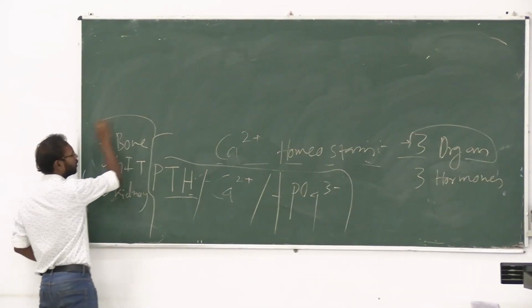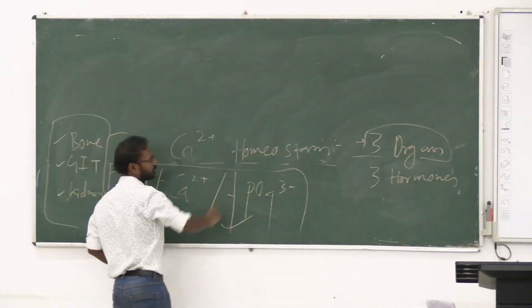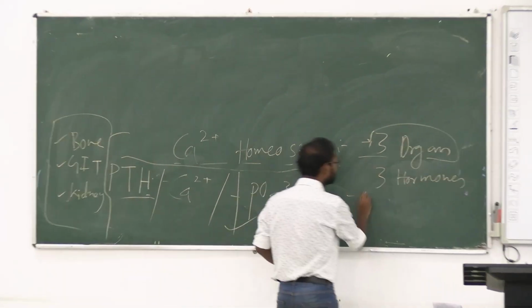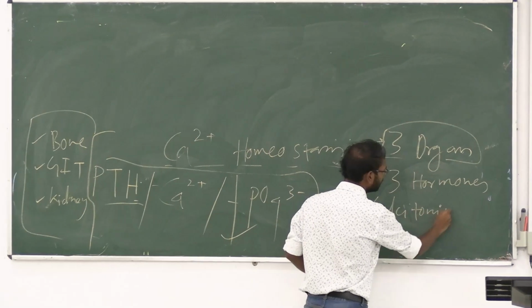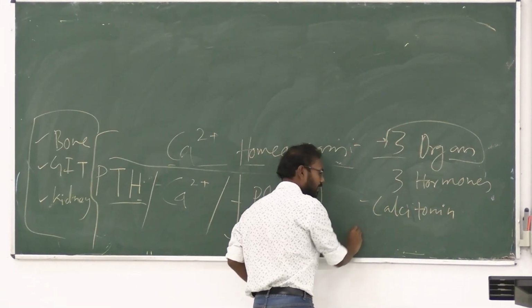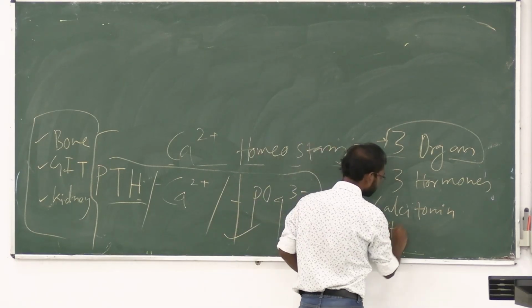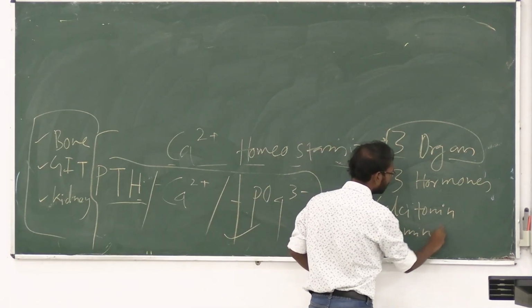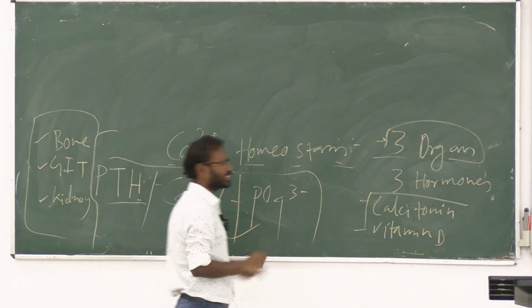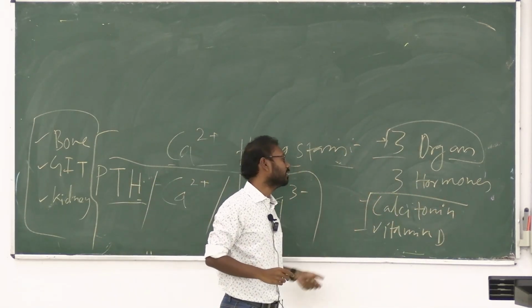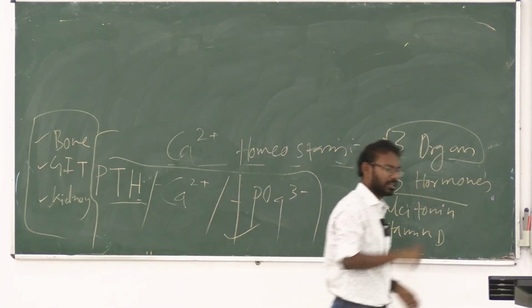Okay, and what are the 3 hormones? Phosphate, calcitonin, and vitamin D. So yesterday this was completed. Today we will only be discussing these 2 things, calcitonin and vitamin D, and we will sum up the chapter with a summary or a table.